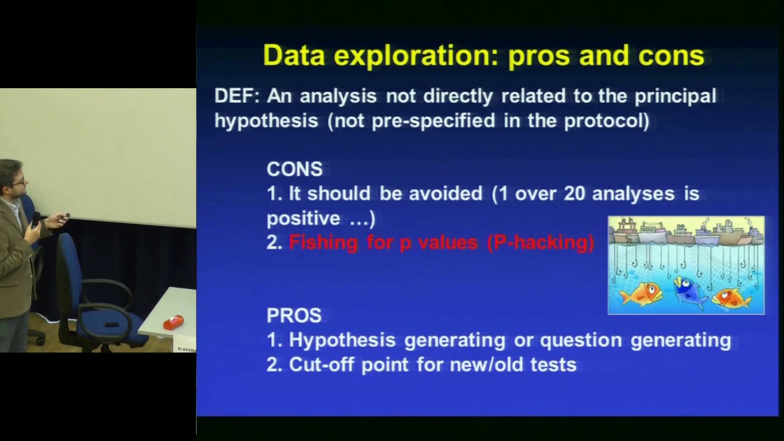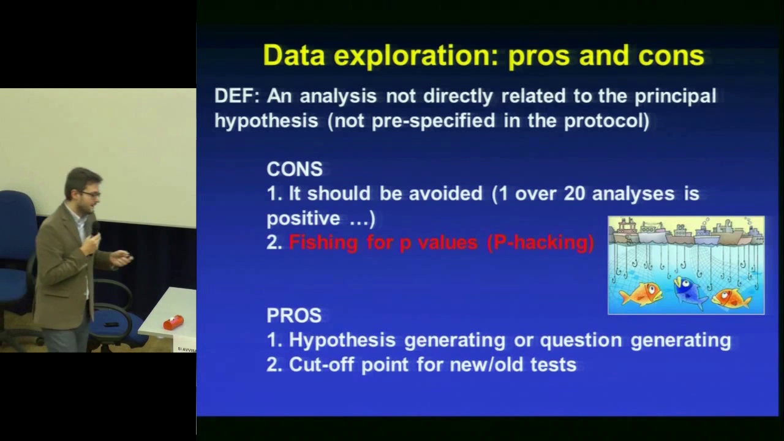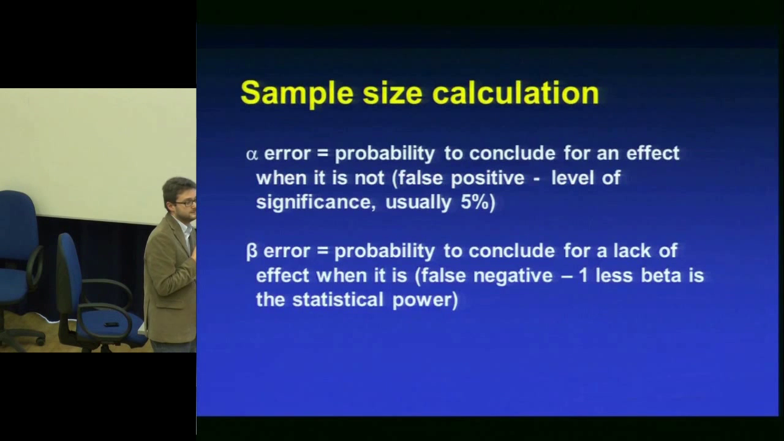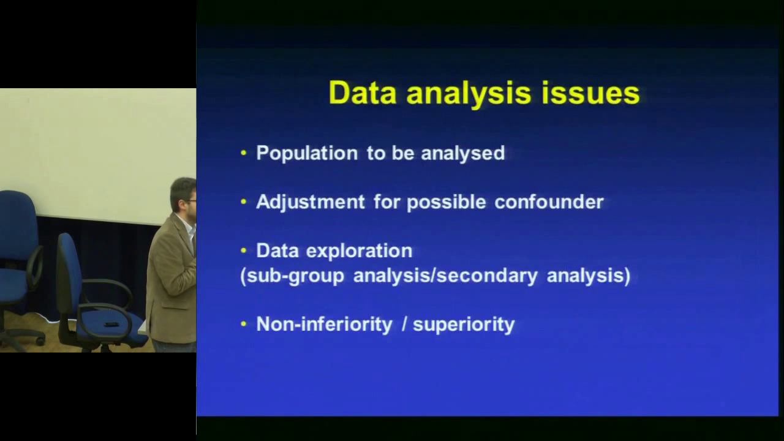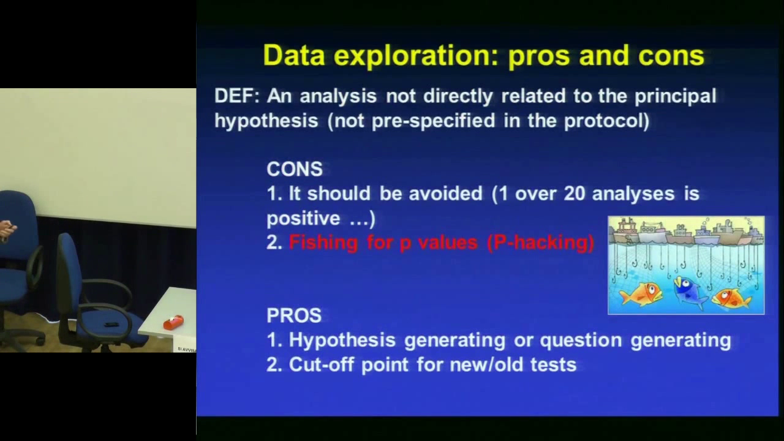The first has been discussed also by Professor Cosentino, the p-hacking, or as we say in clinical studies, the fishing for p-values. Because from the statistical point of view, if you repeat an analysis 20 times, per definition, one analysis is positive. Why am I saying that? Because it's exactly 5%. It's the alpha error. So from the statistical point of view, if I repeat several times, per definition, I will certainly find a p-value less than 0.05. And that should be avoided. Otherwise, I'm doing a p-value only to publish my paper.